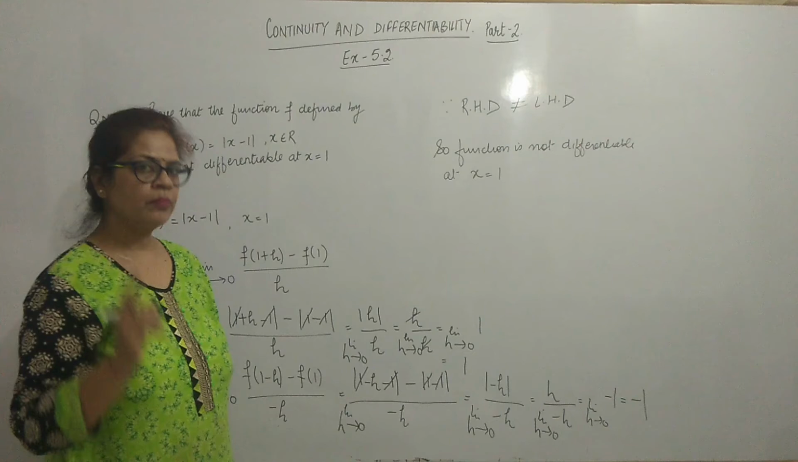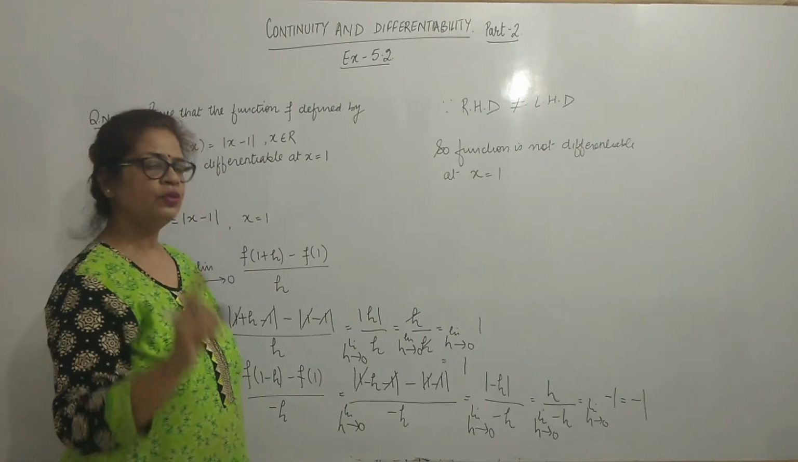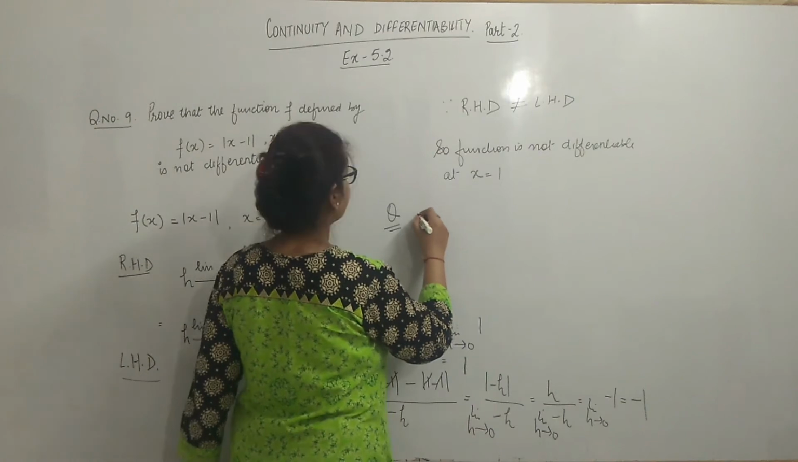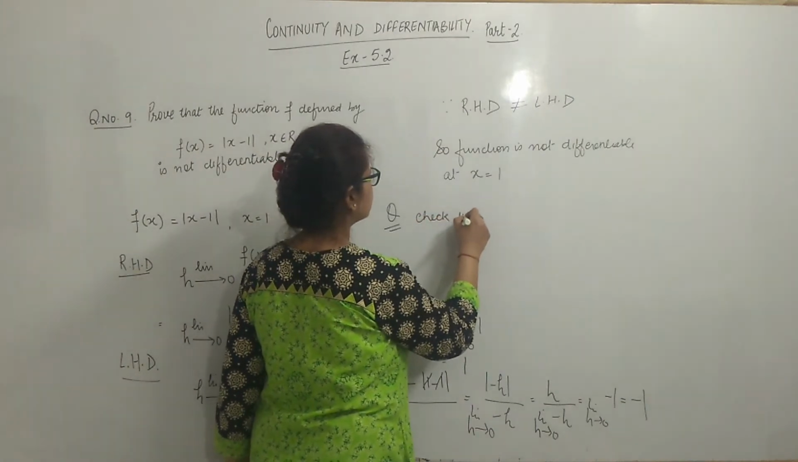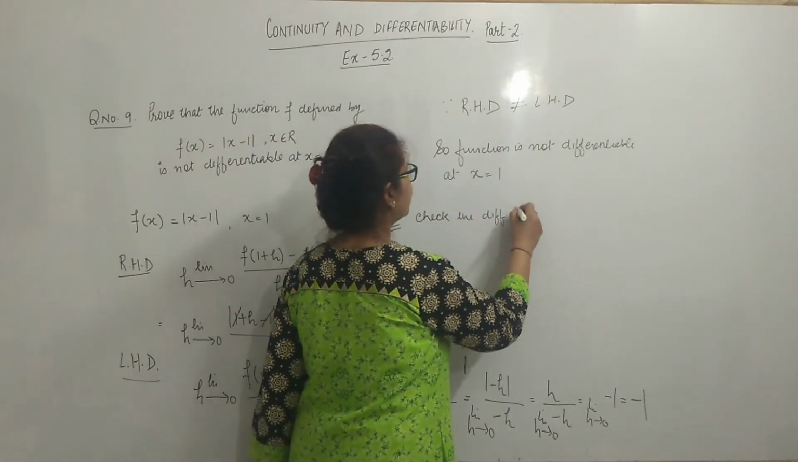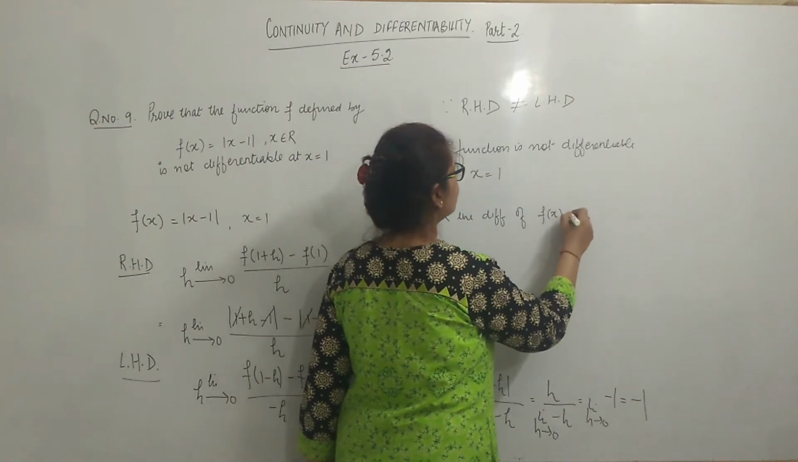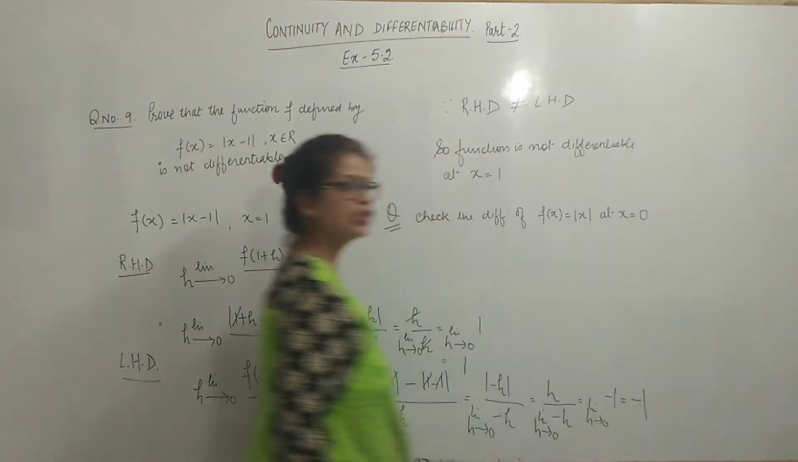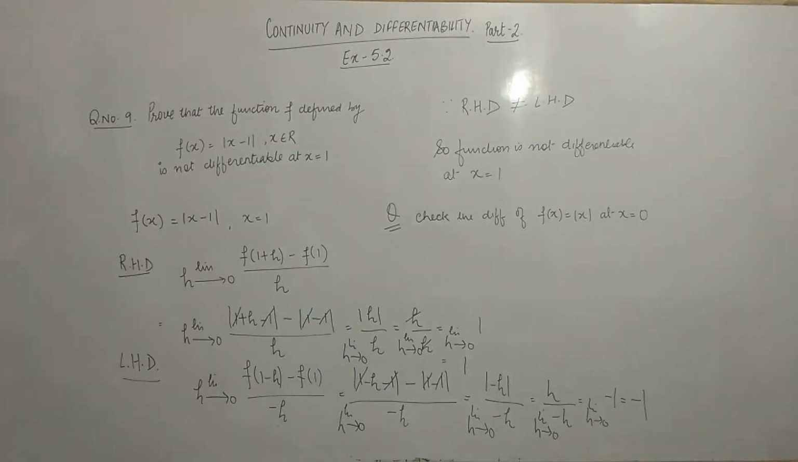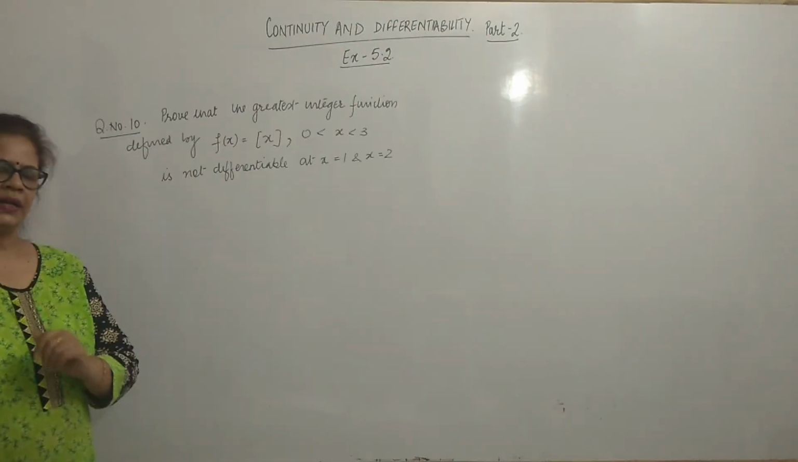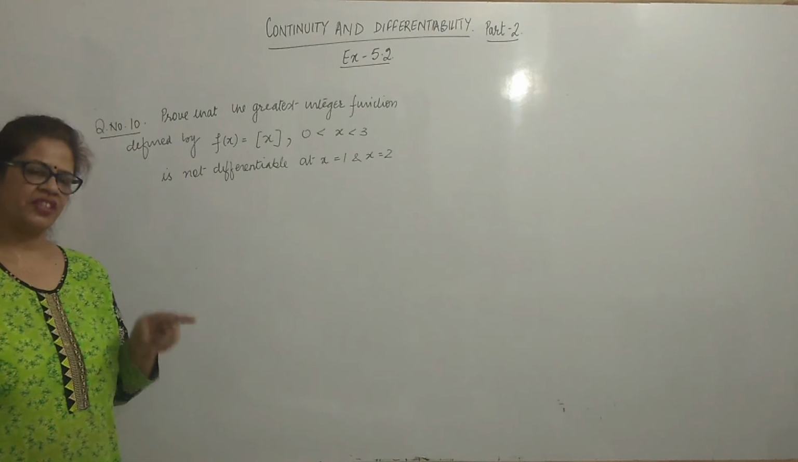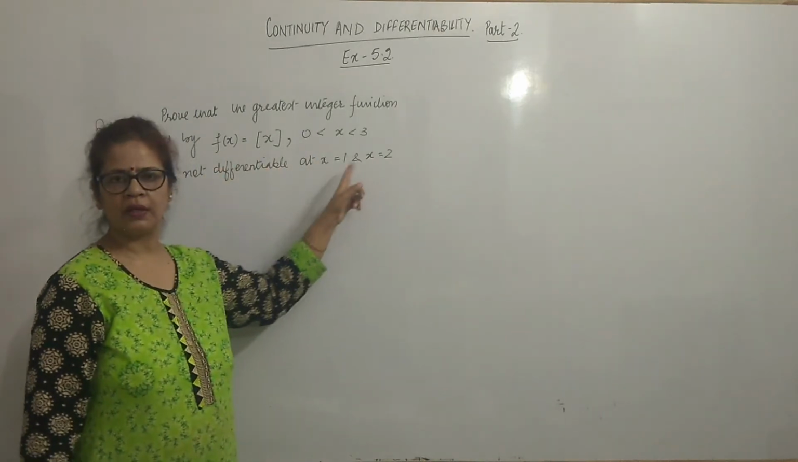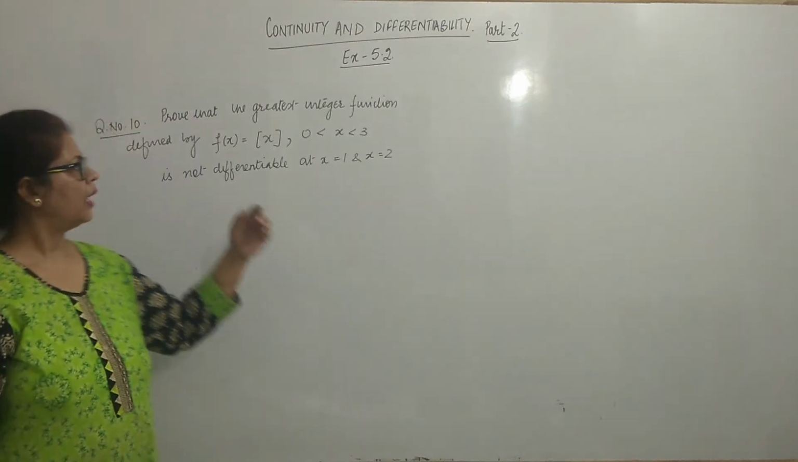Similarly, you can do one more problem. I am giving to you, you just practice it at home. Check the differentiability of f(x) is equal to mod x at x is equal to 0. This is your homework. You do it yourself. Next question is to check the differentiability of greatest integer function at given point x is equal to 1, x is equal to 2, whatever.